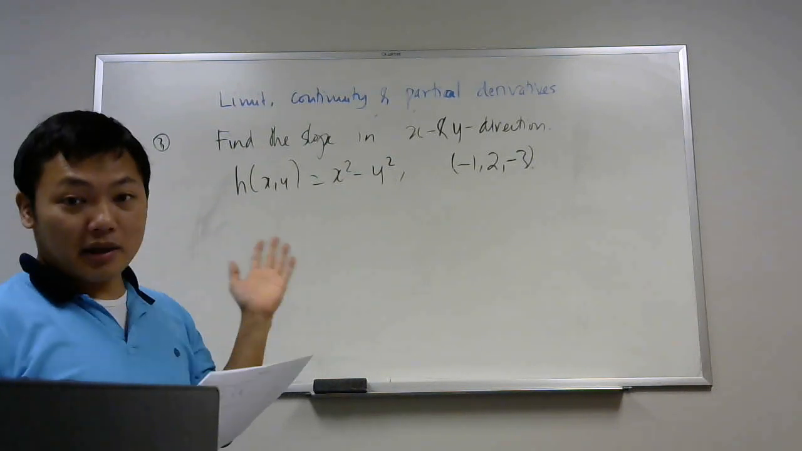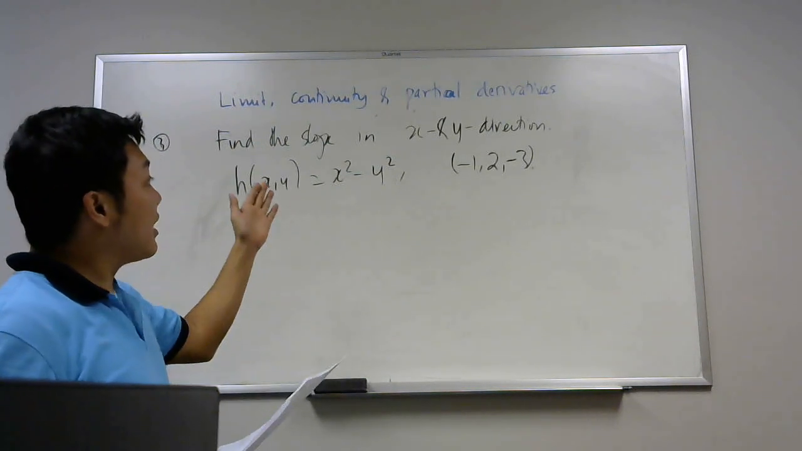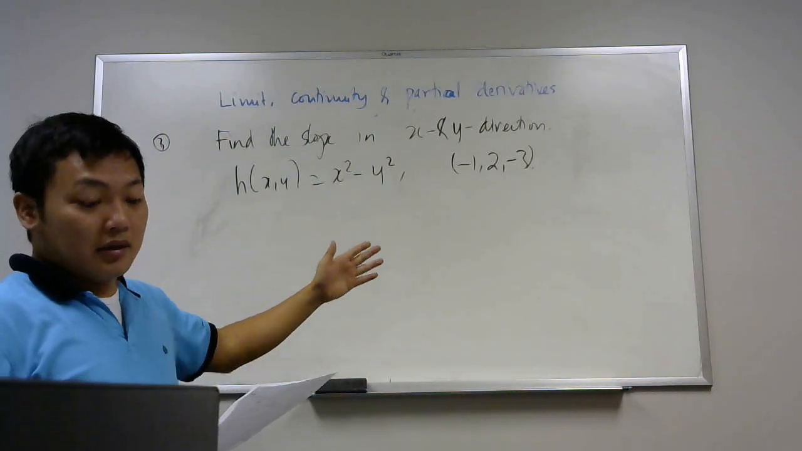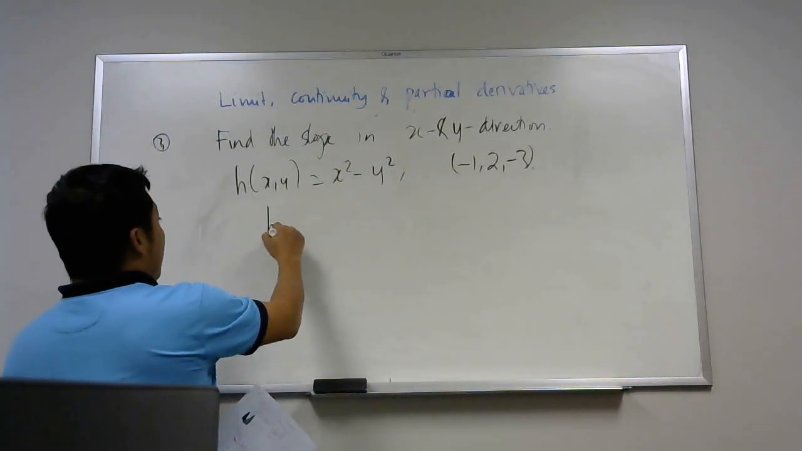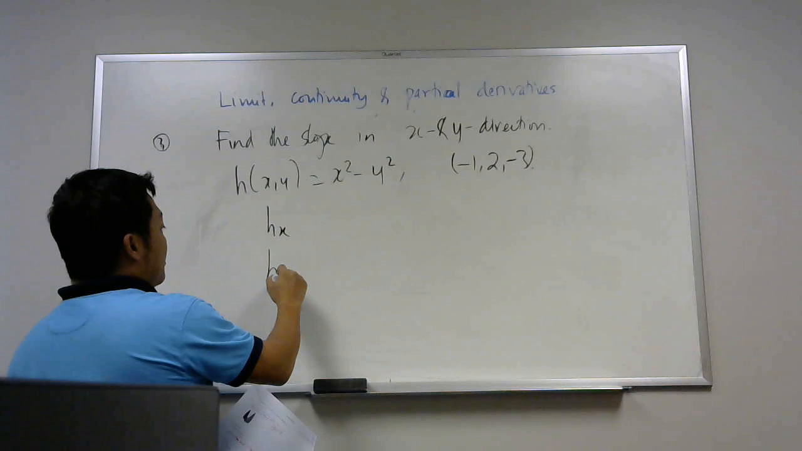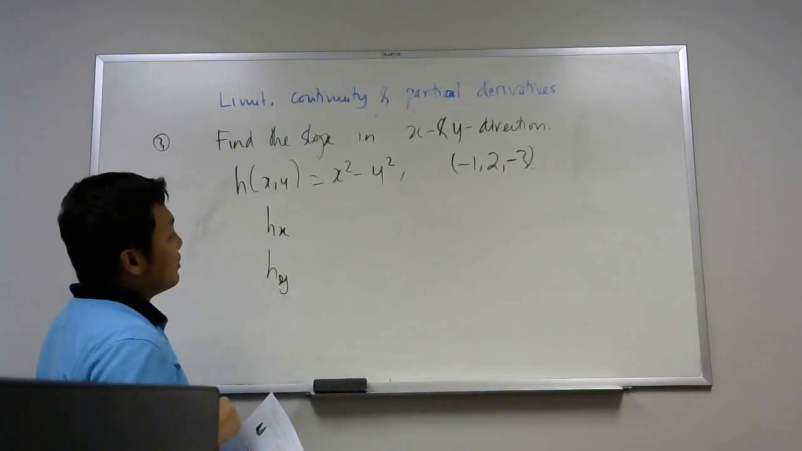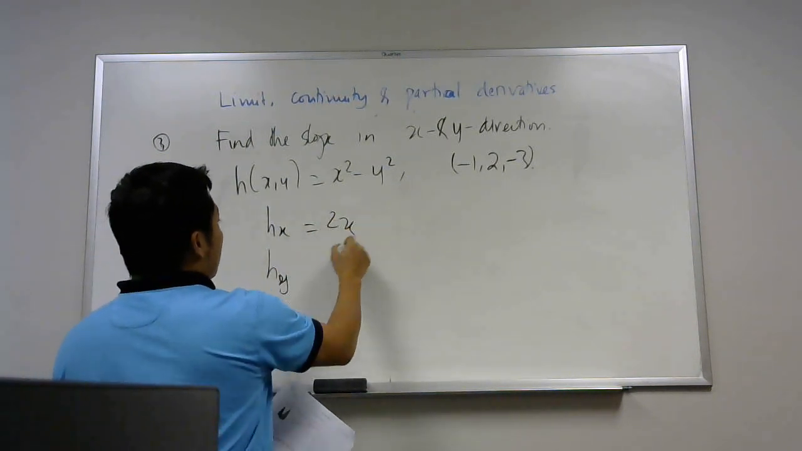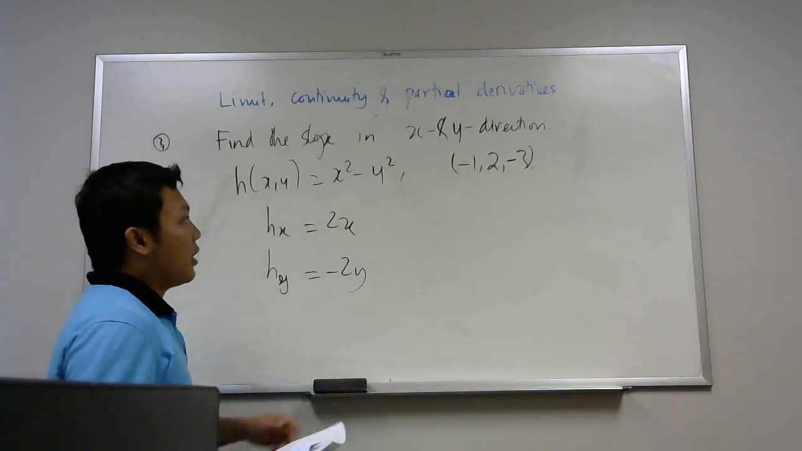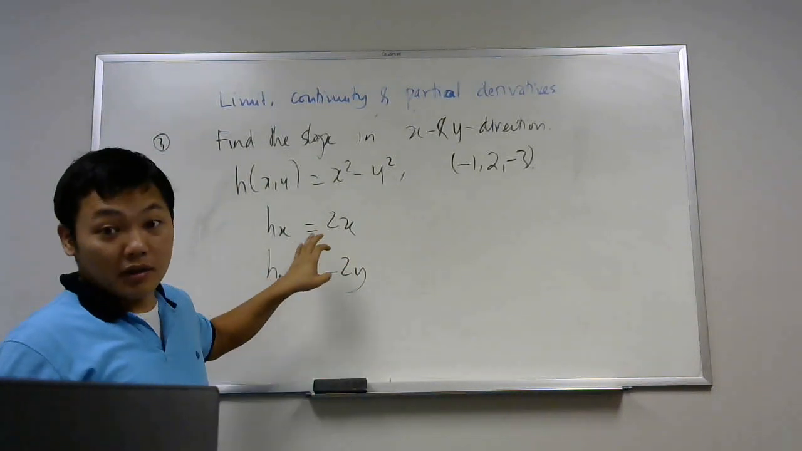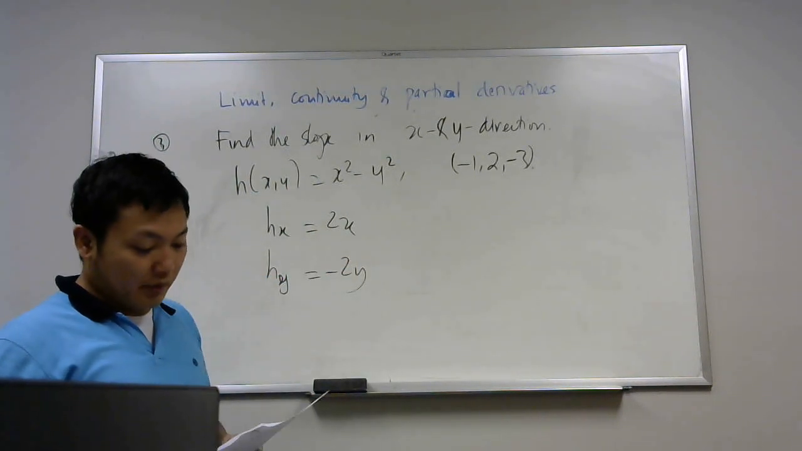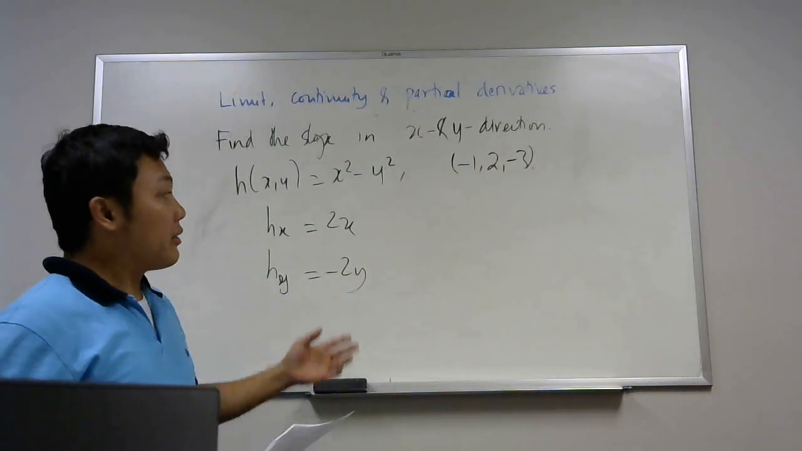That is nothing but the partial derivative with respect to x and with respect to y, right? So basically, you need to find h with respect to x, h with respect to y, and that is 2x, that is -2y, and then you plug x and y into this, you get the slopes of the surface in the x and y direction. So I think you can finish yourself.